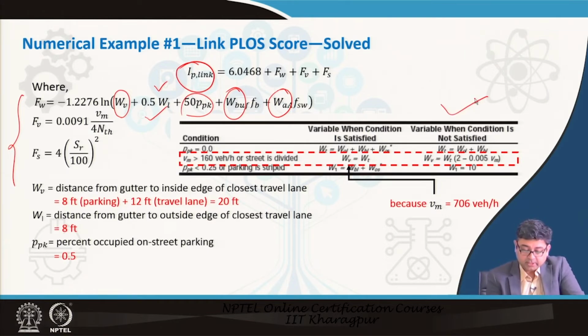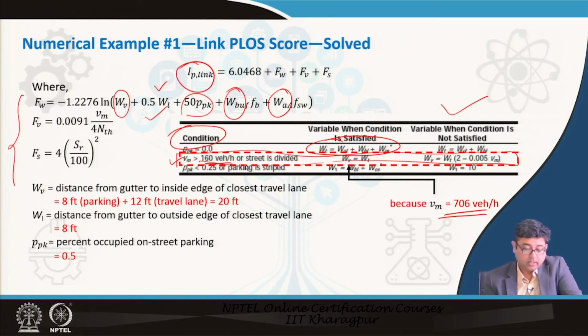Remember this table. Since, for different conditions, you have to use different formulas to find out the width. In this condition, we have noticed that the volume of vehicles is 706, which is greater than 160 vehicles per hour. So, we will use this formula to calculate all the WV. For WV, again we have to pick which formula, either this formula or that formula. If the condition is satisfied, you do this. If it is not satisfied, you just use the other formula.